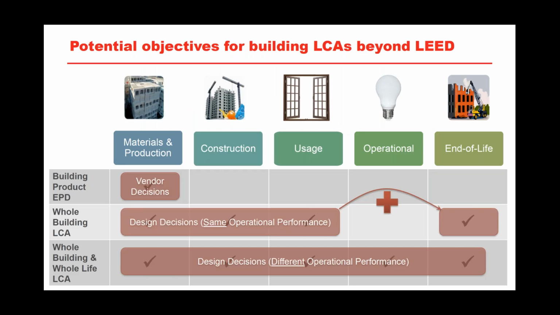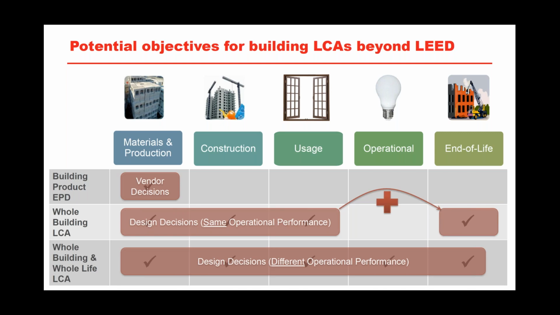And so coming back to the scope of doing these different types of LCAs, some of the objectives that we might have, for example, for evaluating building product EPDs, is we might want to make vendor decisions. That is, we already know what kind of products we're going to use, but we haven't selected specific vendors yet. So an EPD could be a mechanism that you use in order to help you support that, because an EPD is reported by a specific firm for a specific product.